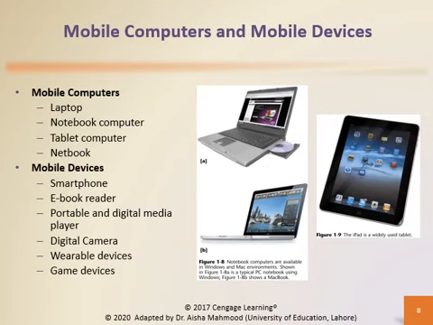Many mobile devices are internet enabled, meaning they can connect to the internet wirelessly. Often you can connect a mobile device to a personal computer to exchange information between the computer and the mobile device, which is a process called syncing. Popular mobile devices are smartphones and e-book readers. Others include portable and digital media players, digital cameras, wearable devices, and game devices.